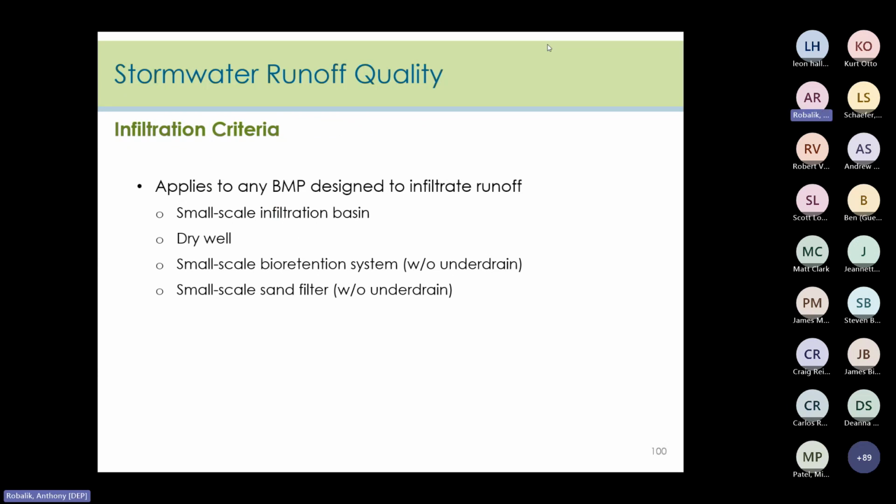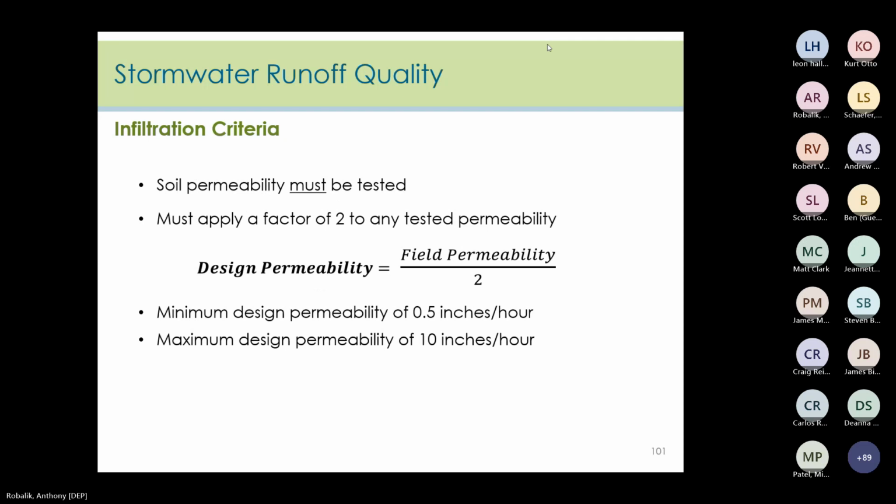But in general, all infiltration type BMPs have specific criteria associated with them, and the reviewer should be sure that that criteria is being met. So reviewers must check that the soil permeability was tested and that a factor of 2 was applied to any tested permeability rate. Infiltration BMPs that have design permeabilities between ½ inch per hour up to 10 inches per hour are acceptable.